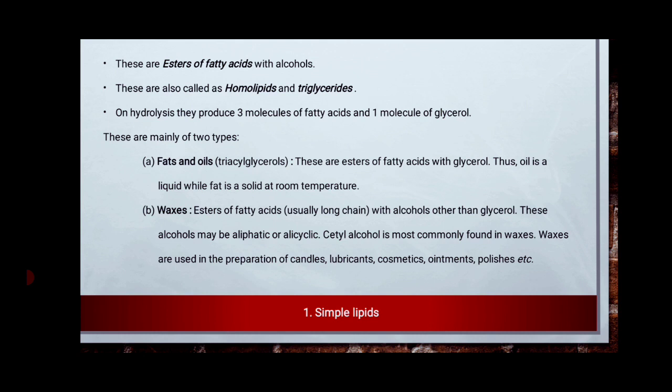The first one, that is simple lipids. They are basically the esters of fatty acids with alcohol. It may be glycerol or any other alcohol. These are also called as homolipids and triglycerides. On hydrolysis, they produce 3 molecules of fatty acids and 1 molecule of glycerol or any other alcohol. For example, fats and oils and waxes.